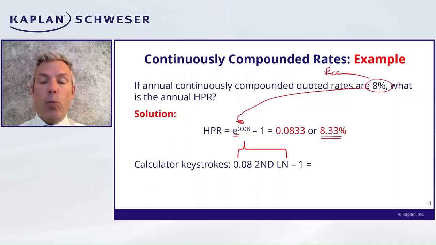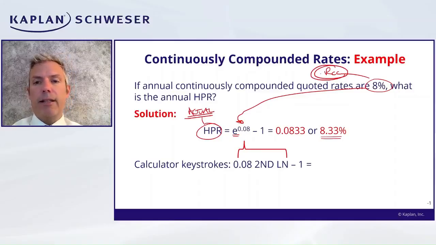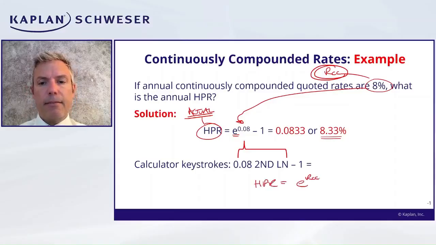We need to go the other way. Now, what do we mean go the other way? Well, if you're given an actual return, we need to somehow get back to what would be quoted on an annualized basis, or what would be quoted on a flat basis, such that when you continuously compound it, you get back to that actual return. So how do we do that? We can see here that our actual return is e to the RCC minus 1.